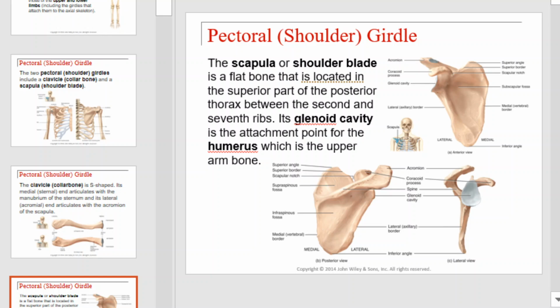The scapula or shoulder blade is a flat bone that is located in the superior part of the posterior thorax between the second and seventh ribs. Its glenoid cavity is the attachment point for the humerus, which is the upper arm bone. The scapula is illustrated here. Take a moment to familiarize yourself with each labeled structure.